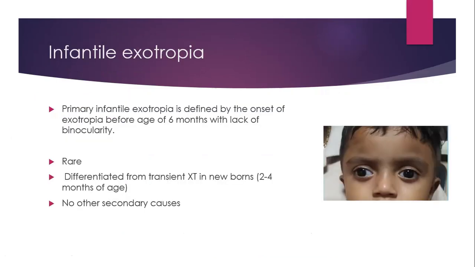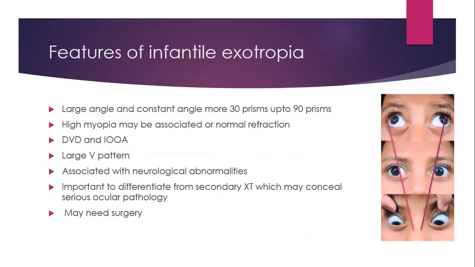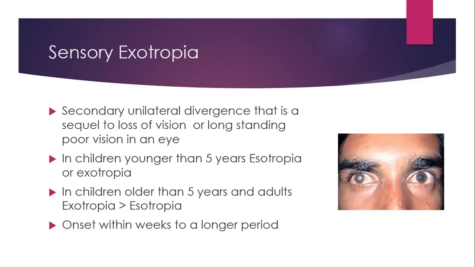So coming to infantile exotropia, as with infantile esotropia, the onset is before the age of 6 months. There are usually no secondary causes to this. The features are the same as infantile esotropia, like there are large angles, DVD, inferior oblique overactions. So we see large V patterns. And in these cases, because the angles are very large, usually surgery will be needed.